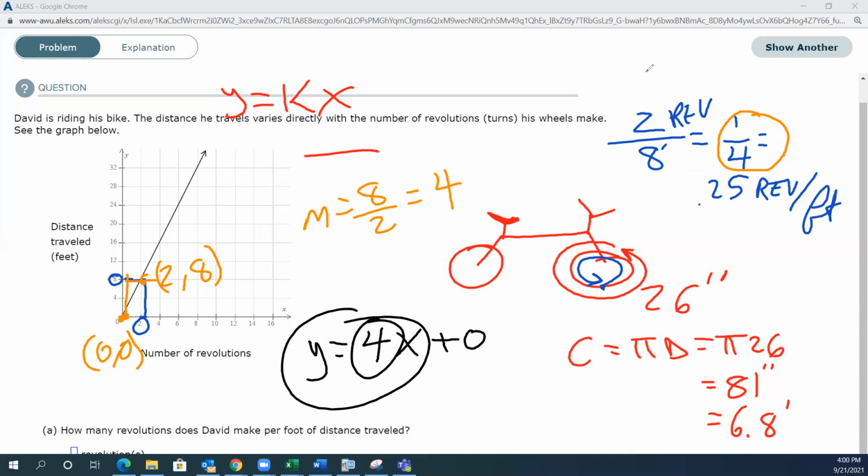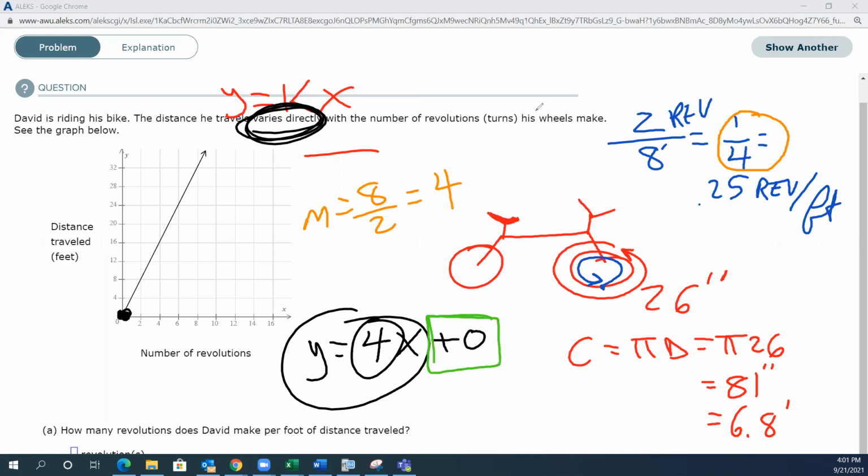And because they said it's direct variation, that told us right off the bat that the line representing the situation had to go through the origin, so that there would be a y-intercept of 0. So that, yeah, you would actually have direct variation.